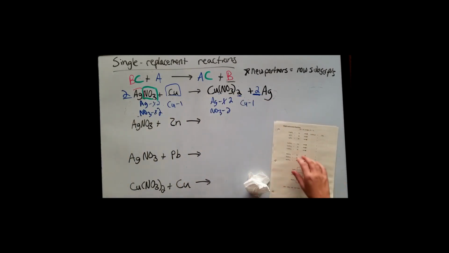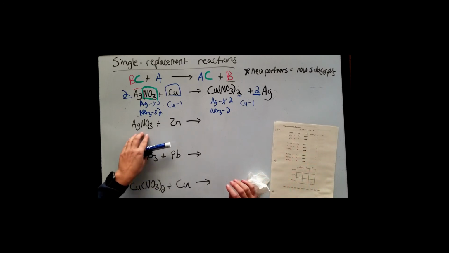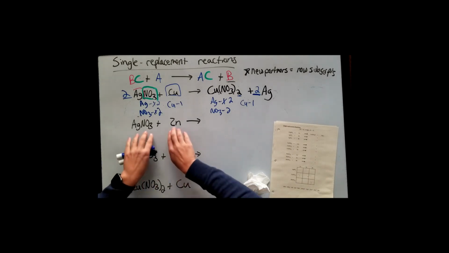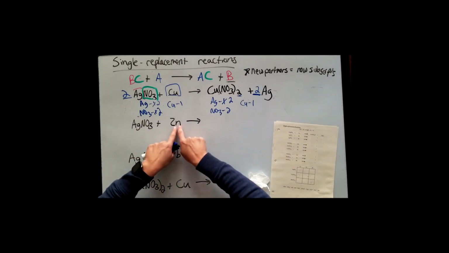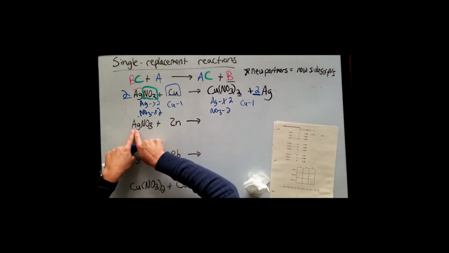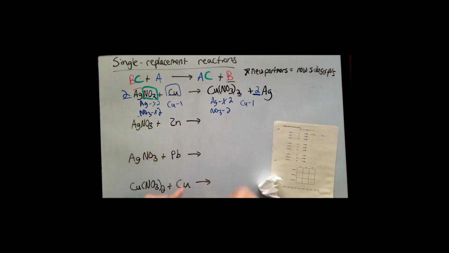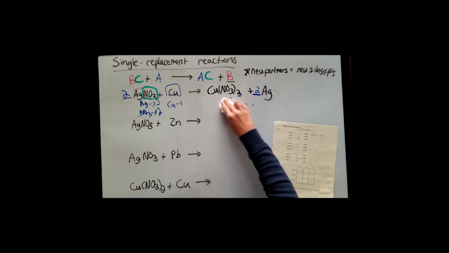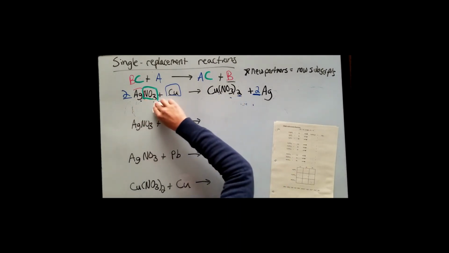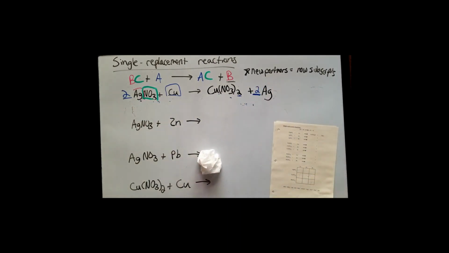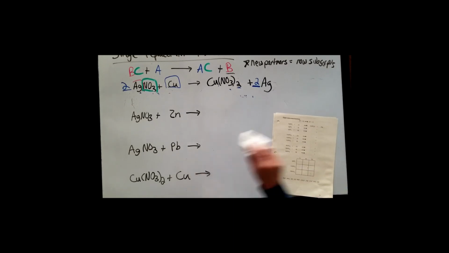at the next one. So the next one, we have silver nitrate once again, and this time it's reacting with zinc. So same structure. We're going to see zinc take the place of silver so that zinc is with nitrate on the product side. But in order to do that, we need to know the charges because new partners mean new subscripts. So let's look at the charges.